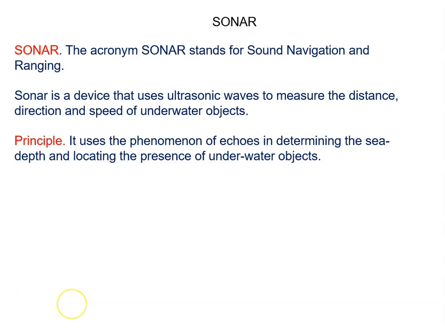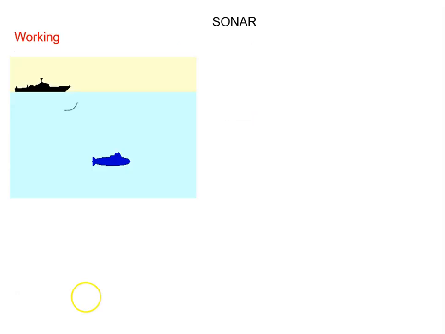Sonar is basically a Sound Navigation and Ranging system. It is a device that uses ultrasonic waves. Ultrasonic waves means waves having a frequency greater than 20,000 Hz, used to measure the distance, direction and speed of underwater objects. Principle: it uses the phenomenon of echo in determining the sea depth and locating the presence of underwater objects. Working of sonar.